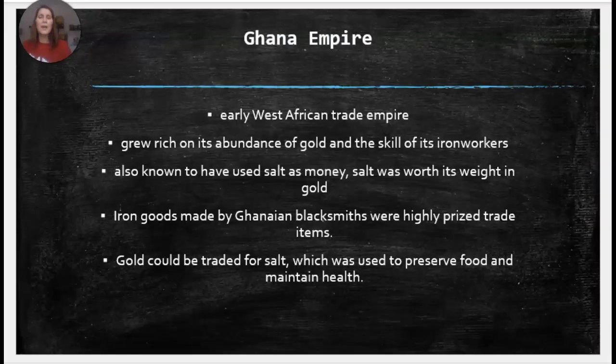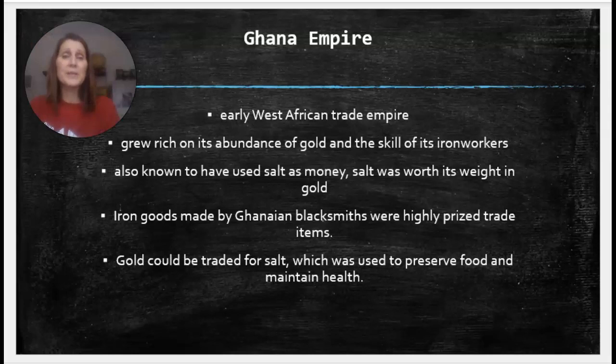The Ghana Empire. It was an early West African trade empire that grew rich on its abundance of gold and the skill of its iron workers. Also known to have used salt as money, salt was worth its weight in gold. Iron goods made by Ghanaian blacksmiths were highly prized trade items. Gold could be traded for salt, which was used to preserve food and maintain health.